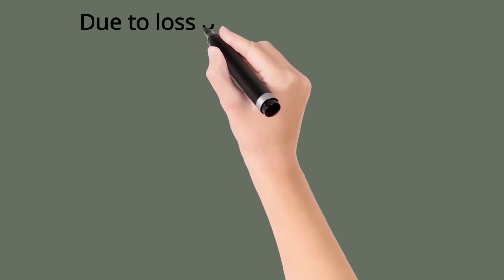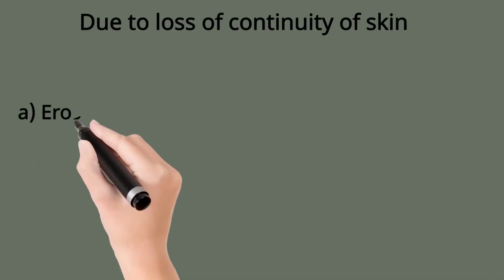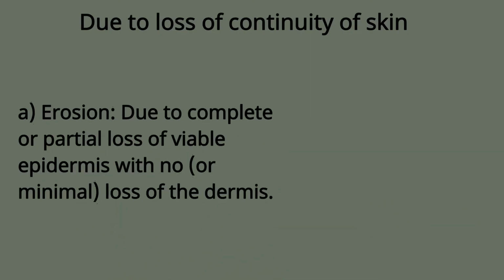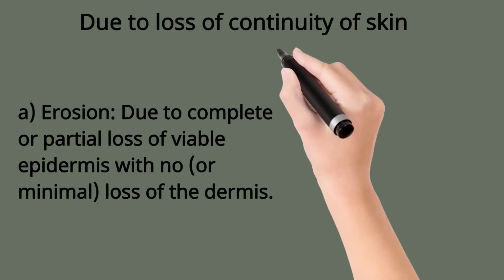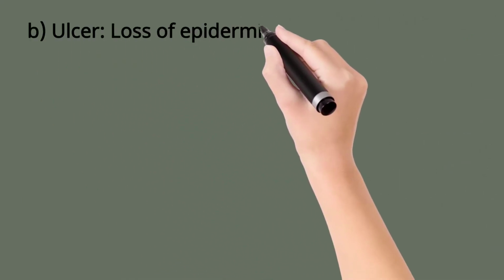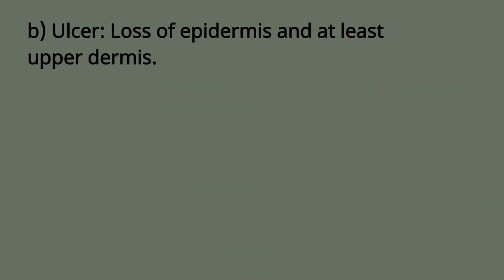Due to loss of continuity of skin, we have erosions, ulcers, fissure, sinus and excoriation. Erosion is due to complete or partial loss of viable epidermis with no or minimal loss of the dermis. Ulcer is a loss of epidermis and at least upper dermis, though sometimes an ulcer may extend into the deeper tissues.